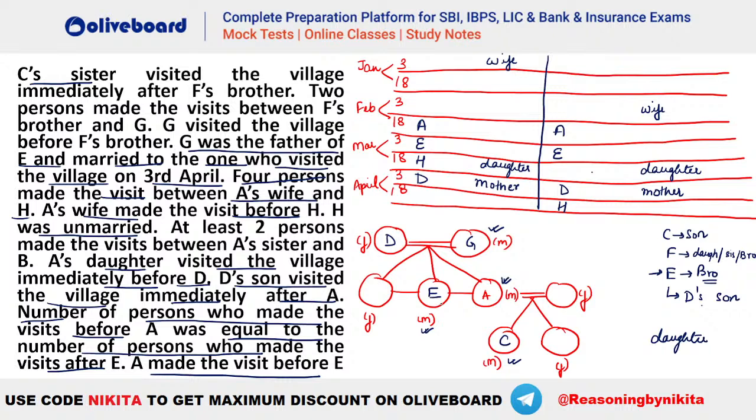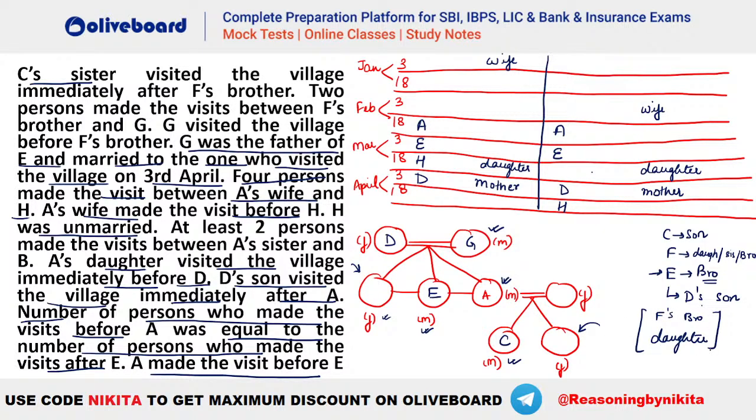Now there are two persons who can be F, right? So you can see F can be this person or F can be this person, है ना? Because this person also has a brother who is C. And similarly, this person also has two brothers who are E and A, right? It is given that C's sister is the daughter, who should be immediately after F's brother. So that means we should have F's brother here, right? This should be the structure.